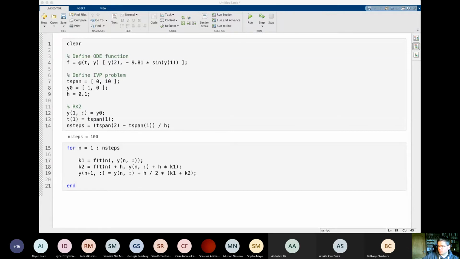If you used h of say 10, it probably wouldn't work. You wouldn't get very good results. So I'll leave it up to you to decide what you want your h value to be.